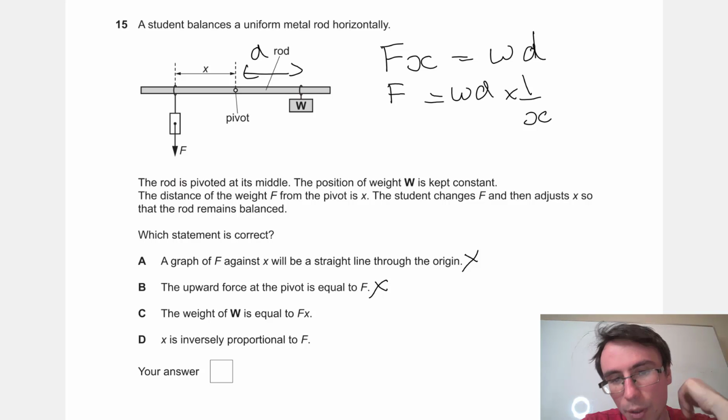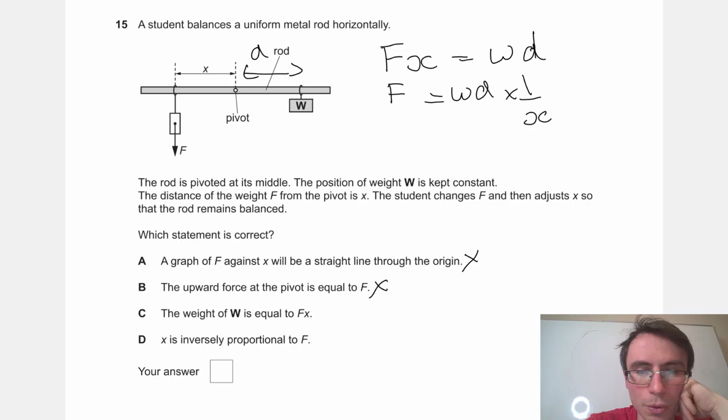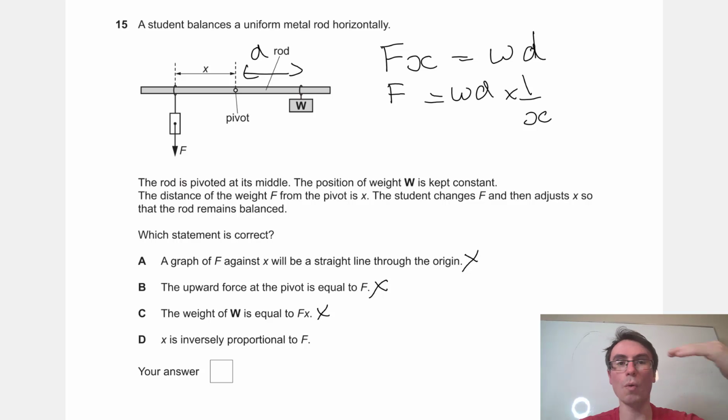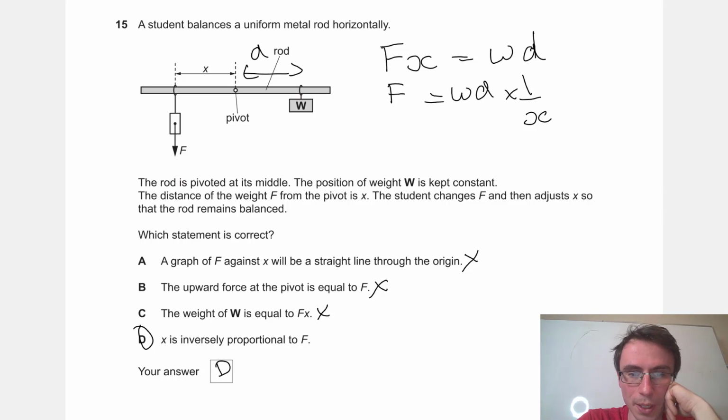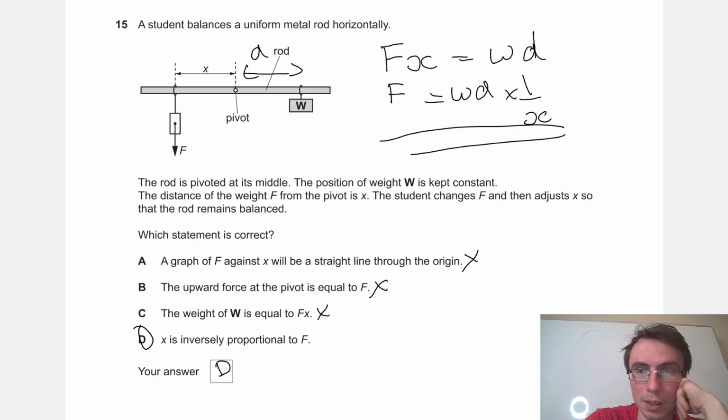The weight of W is equal to Fx. This doesn't seem dimensionally correct, because the weight cannot equal force times distance. So I guess the correct answer has to be D. Let's see though. x is inversely proportional to F. That seems right, because of this equation here, assuming those things don't move. So yeah, I'm going to go for D.